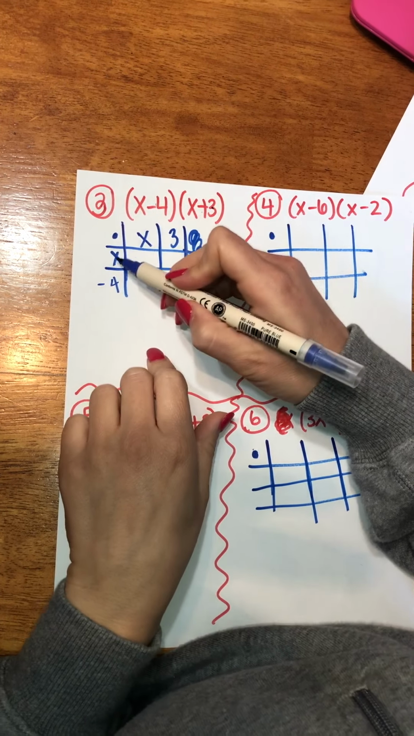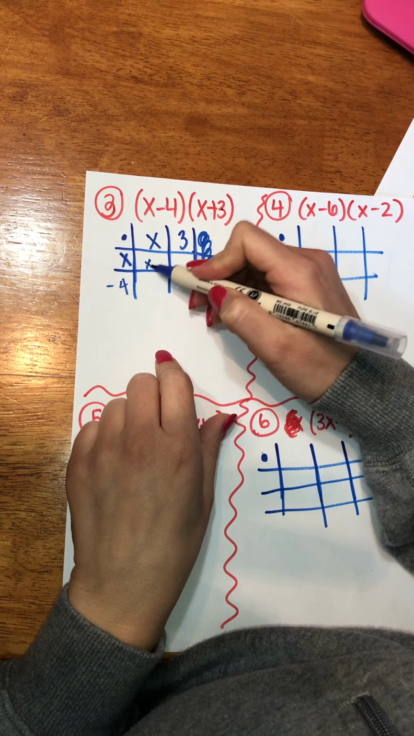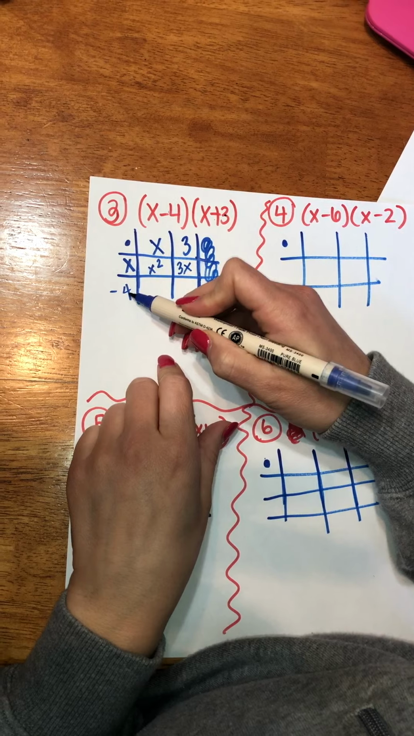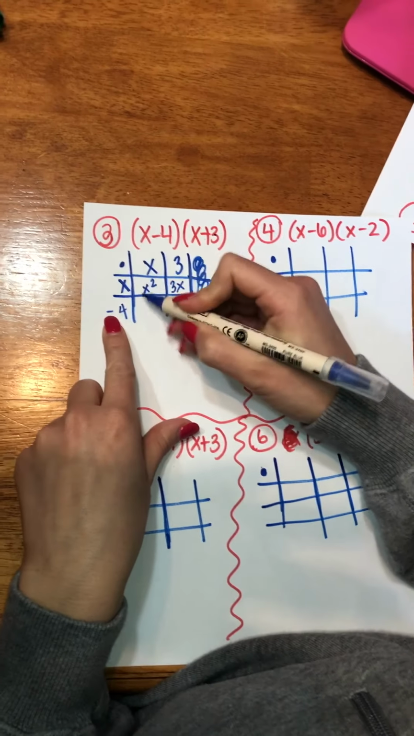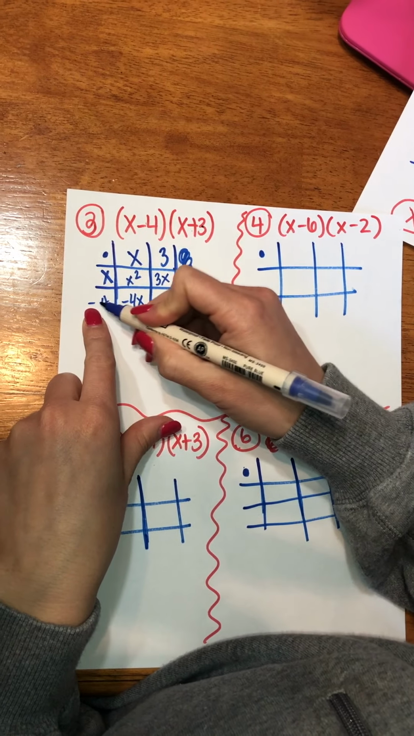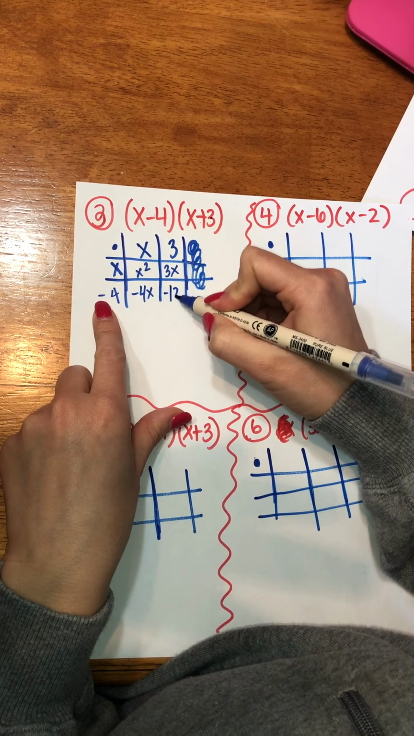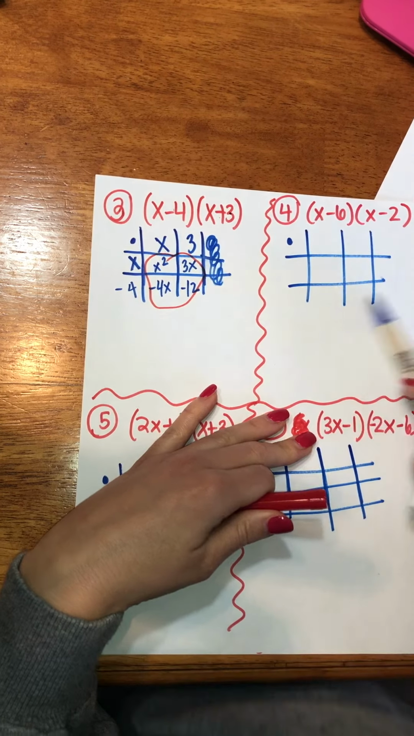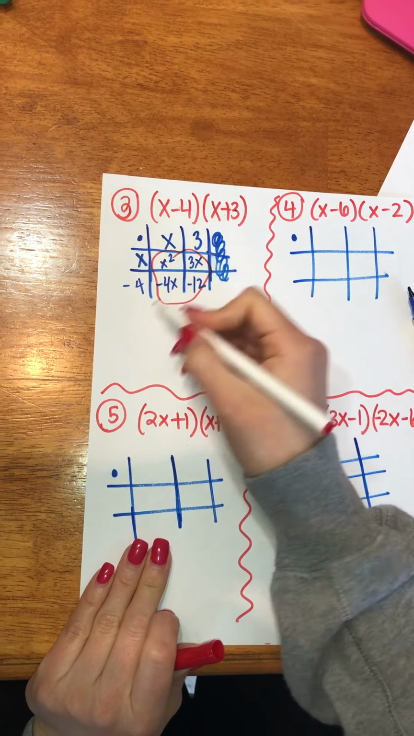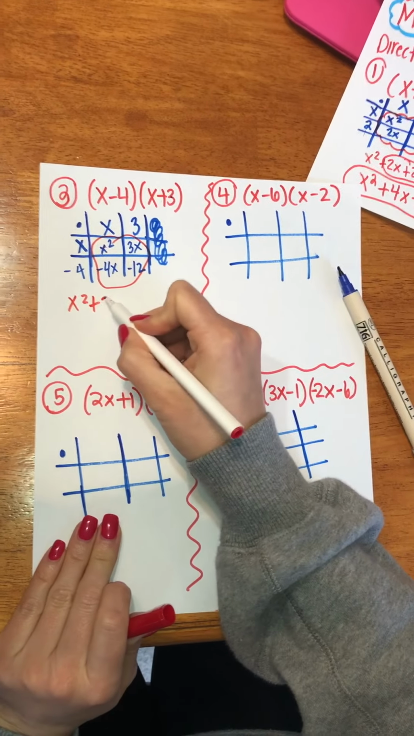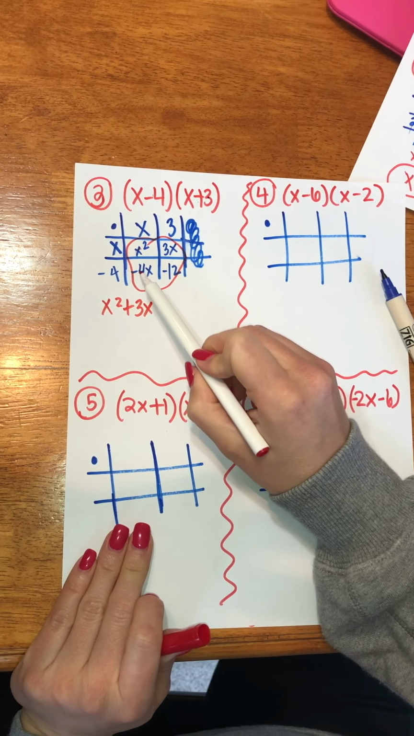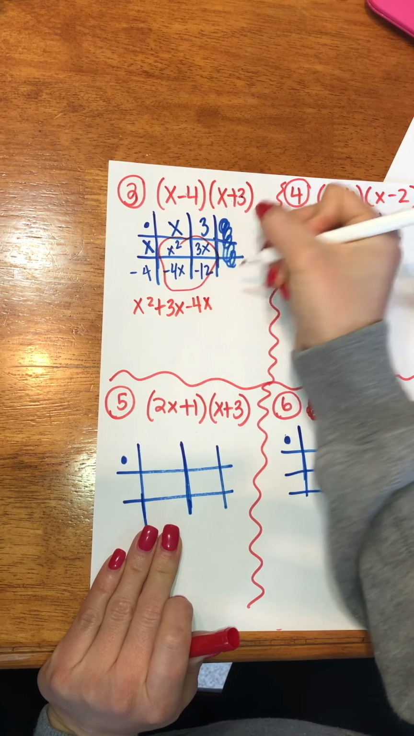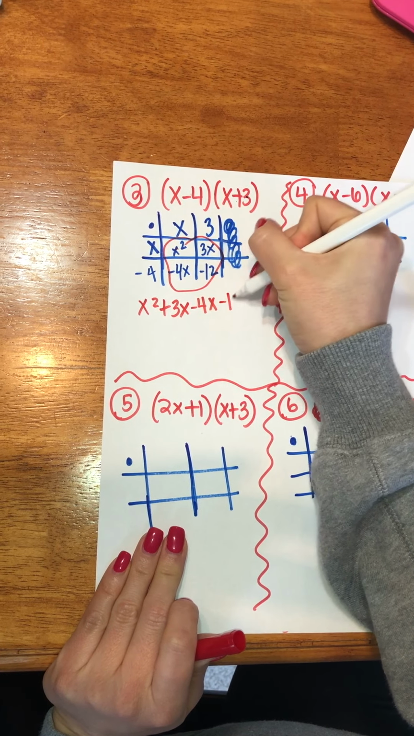Okay, so multiply x times x, x squared. X times 3, 3x. Go to the next line. Negative 4 times x, negative 4x. Negative 4 times 3, negative 12. Take your four things and put them together. Everything on the top line goes first. X squared plus 3x. Now you're going to write minus 4x because that's a negative sign, aka a subtraction, same thing. And then minus 12.